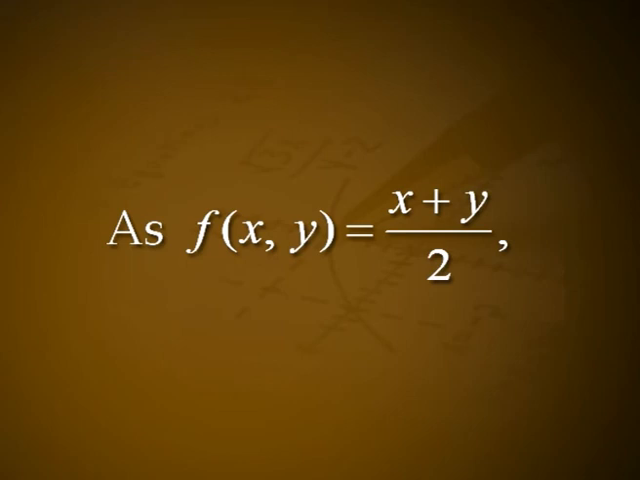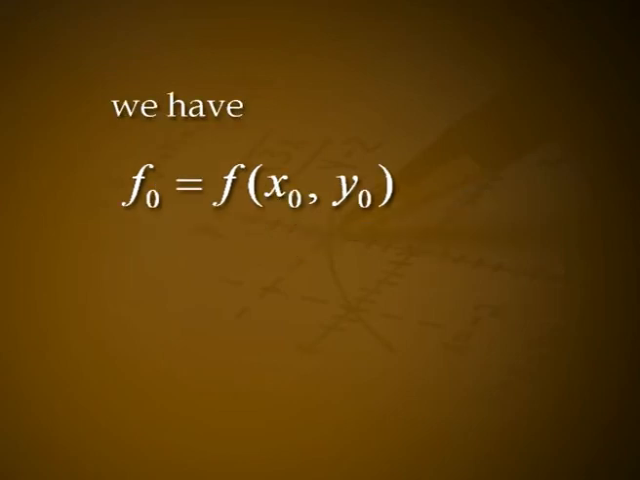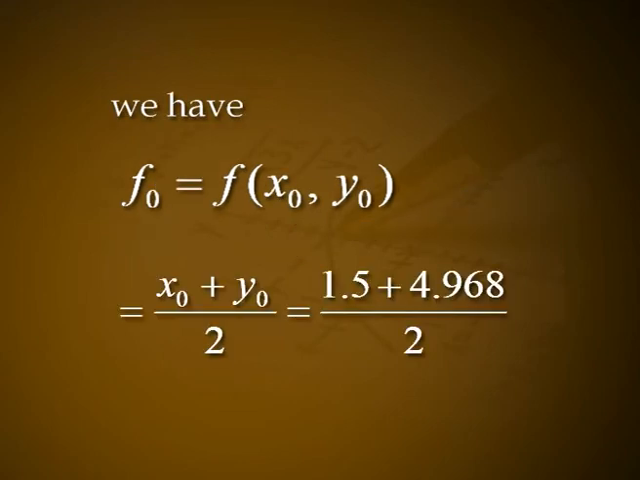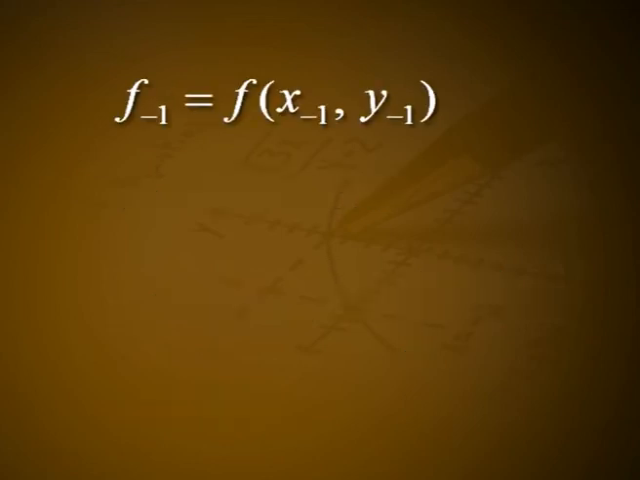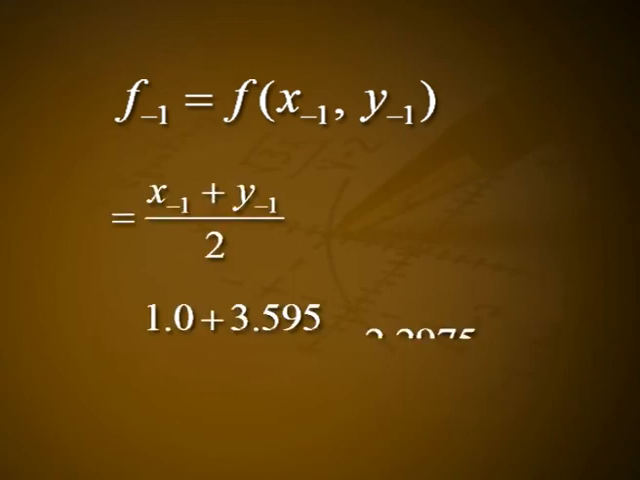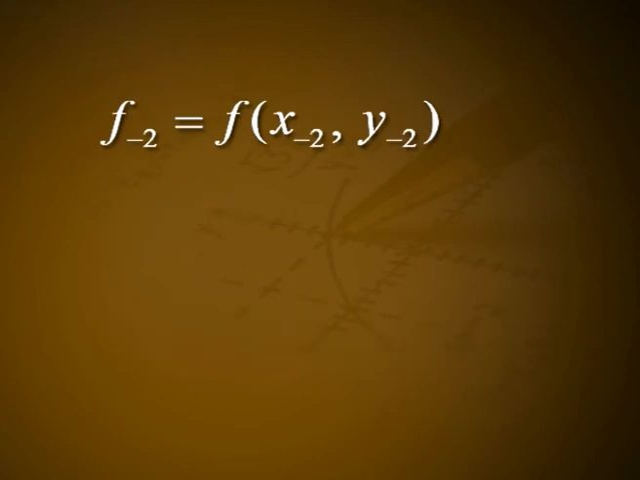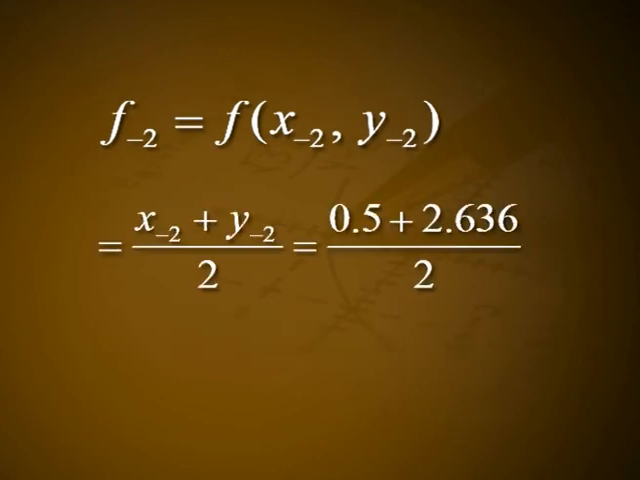As f of x, y equal to x plus y by 2, we have f0 equal to f of x0, y0, that is equal to x0 plus y0 by 2, that is 1.5 plus 4.968 by 2, that is equal to 3.2340. f minus 1 equal to f of x minus 1, y minus 1, that is x minus 1 plus y minus 1 by 2, that is 1 plus 3.595 by 2, that is 2.2975. f minus 2 equal to f of x minus 2, y minus 2, that is x minus 2 plus y minus 2 by 2, that is 0.5 plus 2.636 by 2, that is equal to 1.5680.